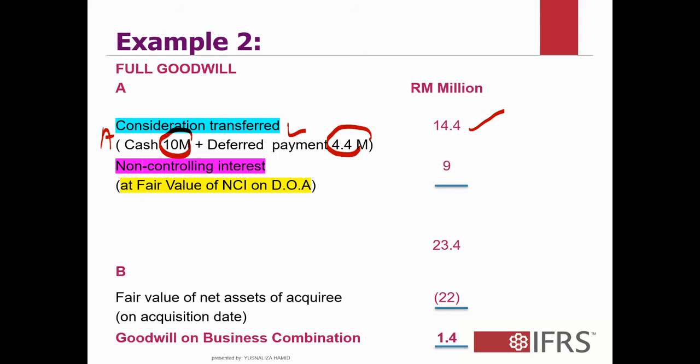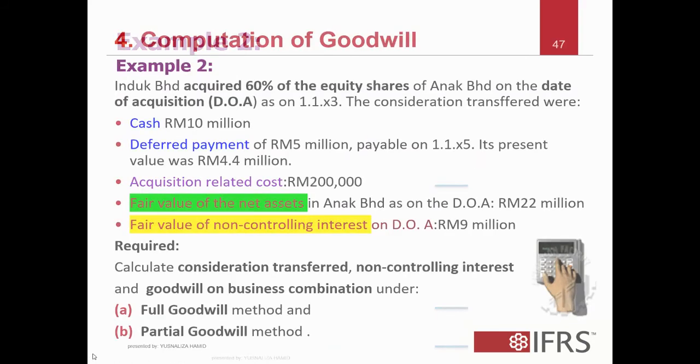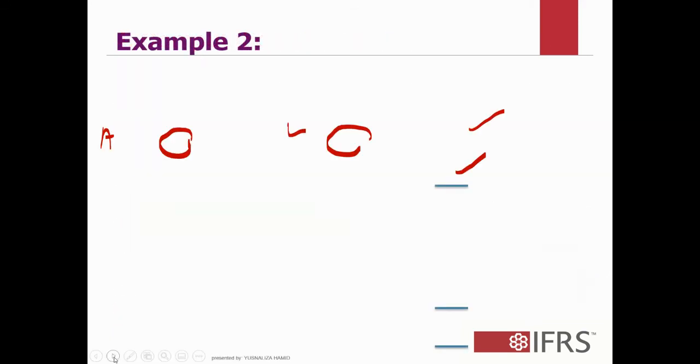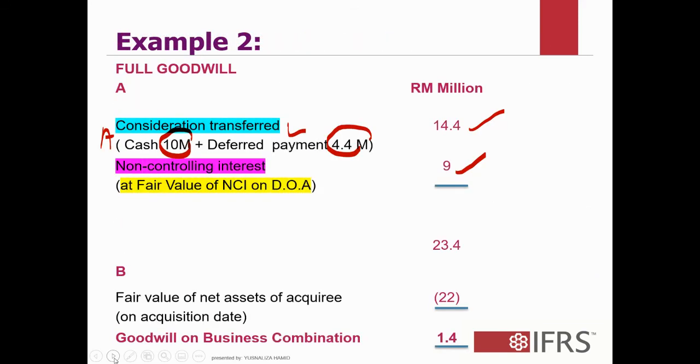So the fair value of NCI given in the question was 9. Go and check it. I put the yellow highlighter earlier. And the fair value of the net asset of the acquiree, I put the highlighter as well. I think that was a green highlighter. Yes, I think so. So the fair value of that is 22. The net asset is not given. They give you straight away the fair value. Sometimes you may have to compute this. It takes time to do that.